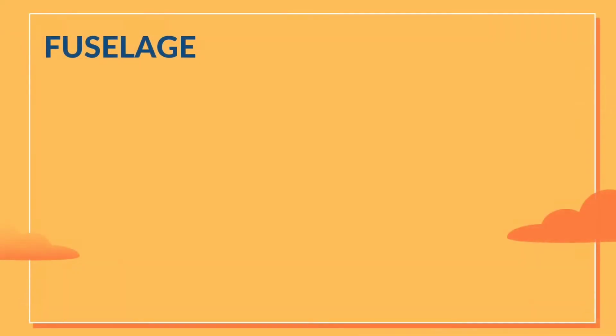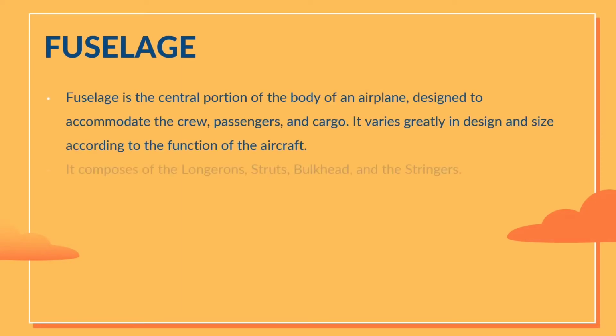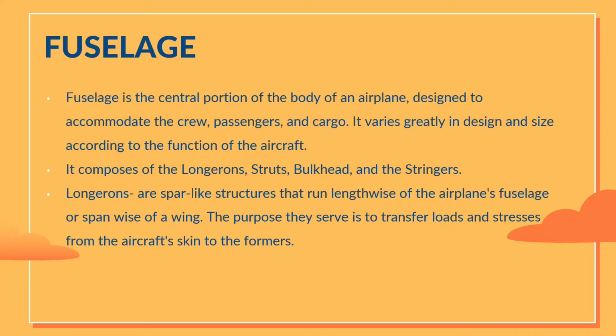Starting with the fuselage. The fuselage is the central portion of the body of an airplane, designed to accommodate the crew, passengers, and cargo. It varies greatly in design and size according to the function of the aircraft. It is composed of the longerons, struts, bulkhead, and the stringers.